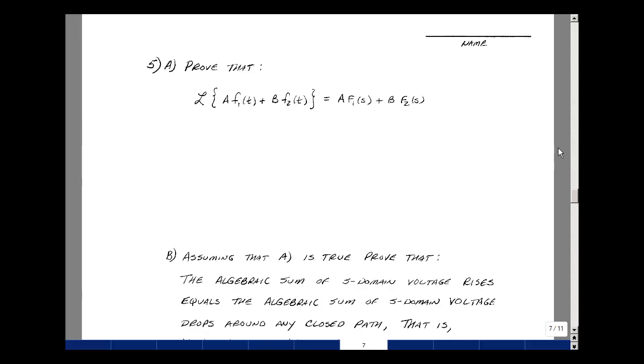In problem number 5, there are 2 proofs. The first one is, can you show that the Laplace transform of a times f1 of t plus b times f2 of t is equal to a times f1 of s plus b times f2 of s?